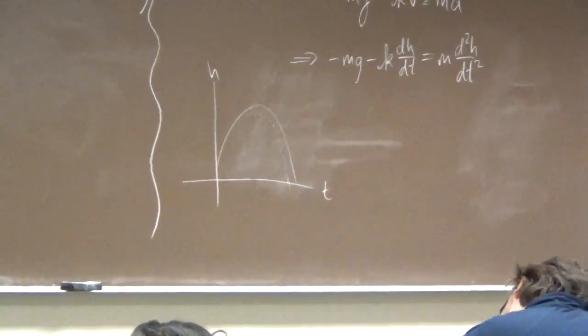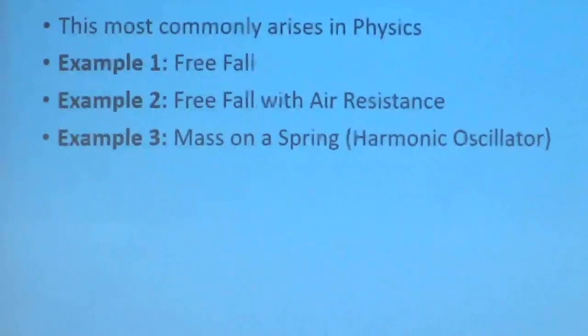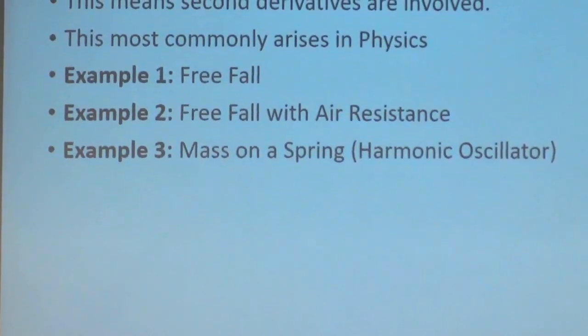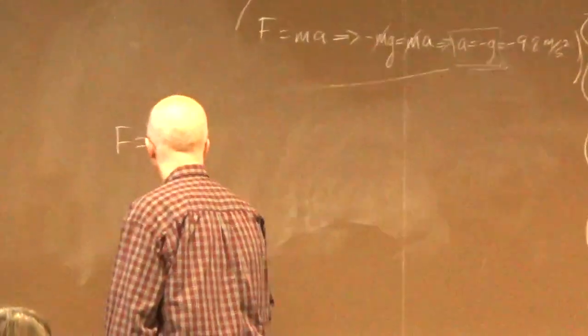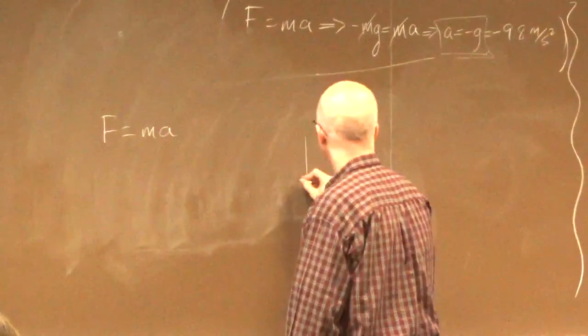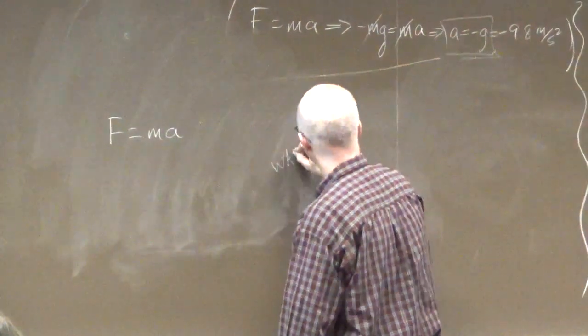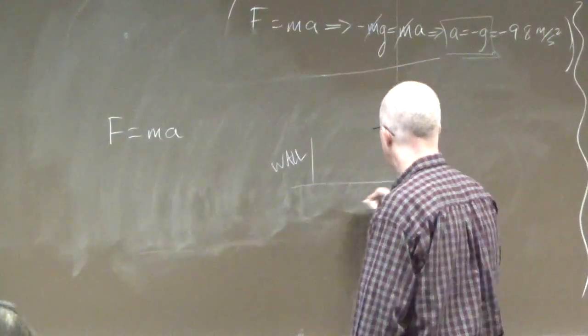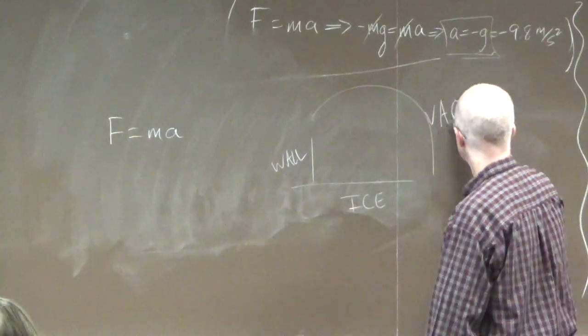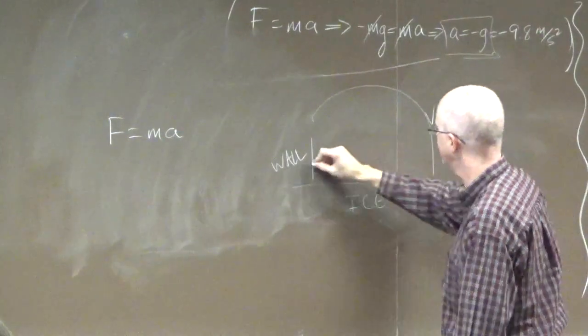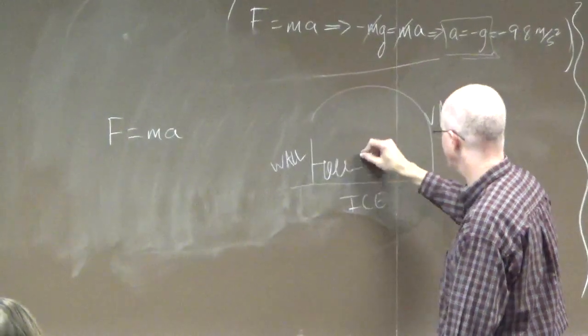Example 3, mass on a spring, also called the harmonic oscillator, which we've talked about before with the frequency and the period. But it's a differential equation that models it. Once again, you think about F equals ma. Imagine you have an immovable wall over here and ice down here, and you're in a vacuum in here, you're trying to remove all friction. But there's still friction inside the spring.